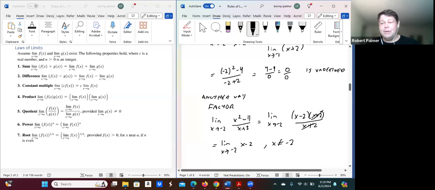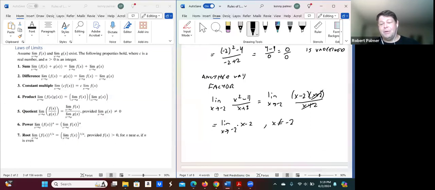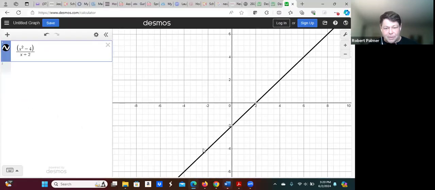So now we can simply plug in our -2. This is a polynomial, so this limit is, if we plug in -2, -4. And if we go back to the graph, and if you graph this on your own, you see that it's undefined right there. You can see the y value is approximately -4 above and below. Our left and right limits at that point close in on -4. So that is our limit.